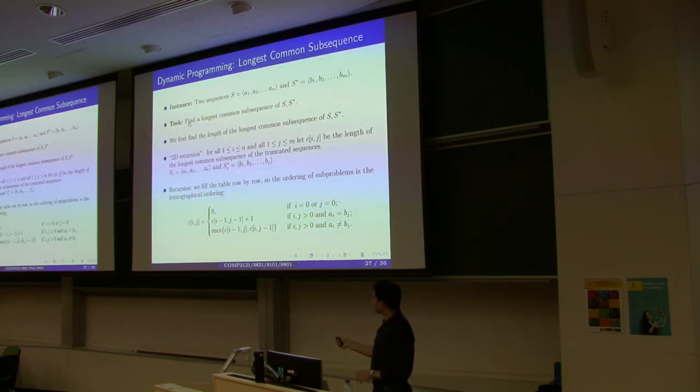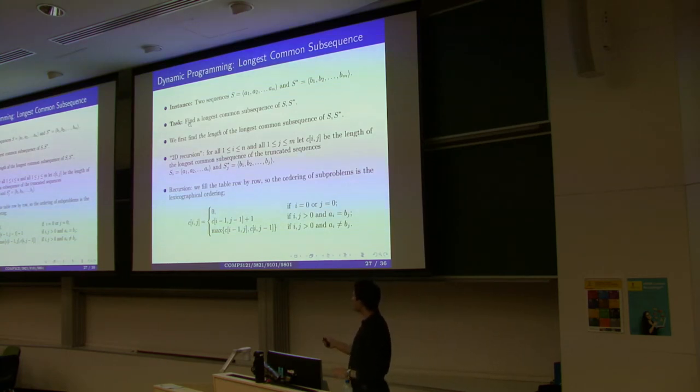Another case of this recursion is that c[i,j] is equal to c[i-1,j-1] plus 1. And that's the case if i, j is greater than 0 and a_i is equal to b_j. That's the case when we look at the ith letter of string S and the jth letter of string S star, and we see that both the letters coincide. In that case, we know that we have one additional element which we can add to our solution. And the remaining solution is simply the optimum of restricting ourselves to i-1 symbols from the S string and j-1 letters from the S star string.